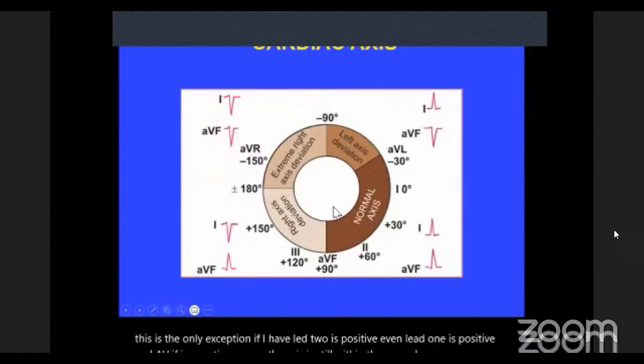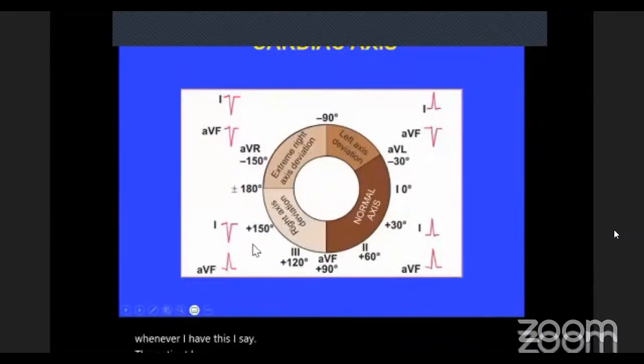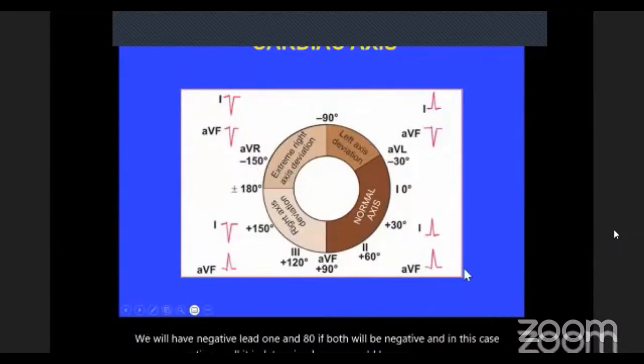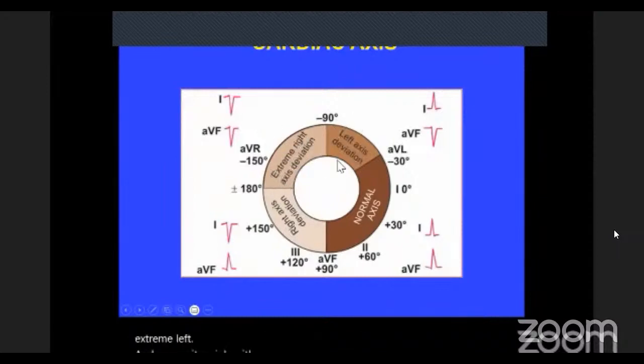For right axis, it is easy because in this part, lead 1 is negative, AVF is positive. So whenever I have this, I say the patient has right axis deviation. This part here, extreme axis, could be extreme left or extreme right. We will have negative lead 1 and AVF, both will be negative. In this case, we can sometimes call it indeterminate axis, could be extreme right or extreme left. And this, we see it mainly with ventricular tachycardia, very abnormal activation of the myocardium.